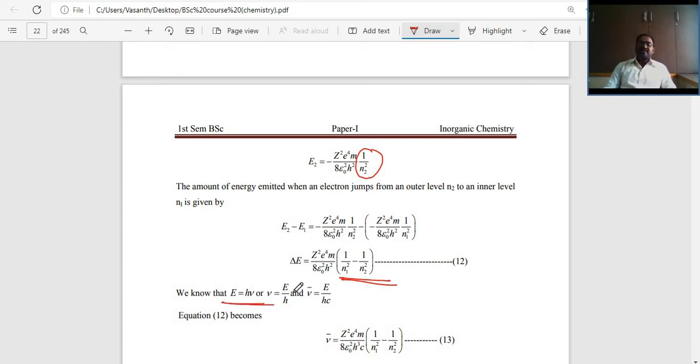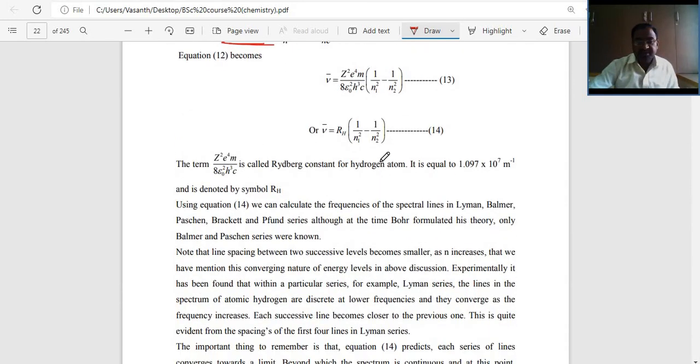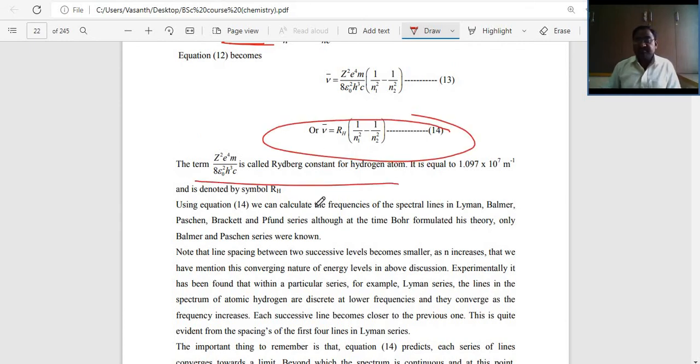By considering Planck's constant equation, E is equal to h nu. Here nu is equal to E by h. Just substitute all the values. Finally, we are getting the Rydberg equation. That Rydberg equation is used to find the wavelength of spectral lines, where n1 is equal to lower energy level, n2 is equal to higher energy level.